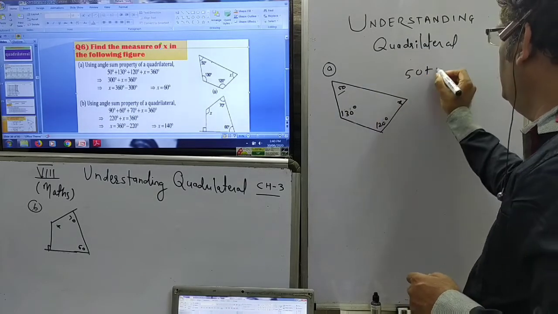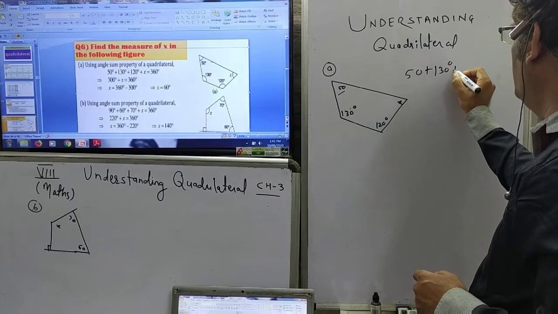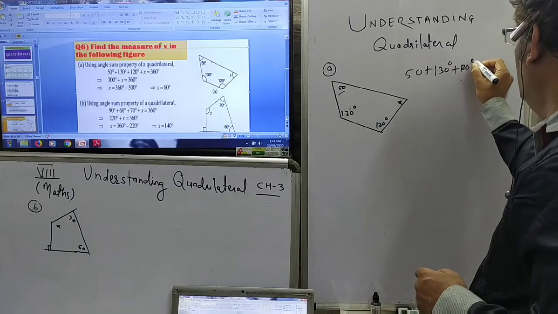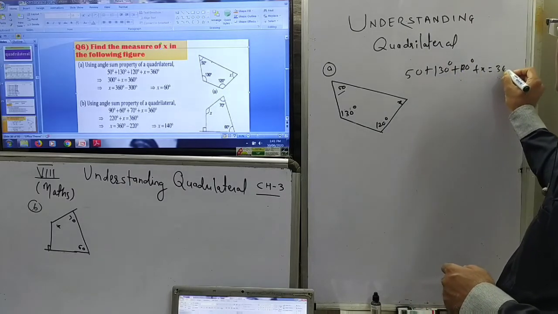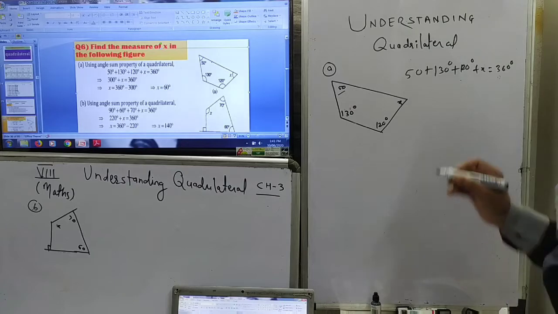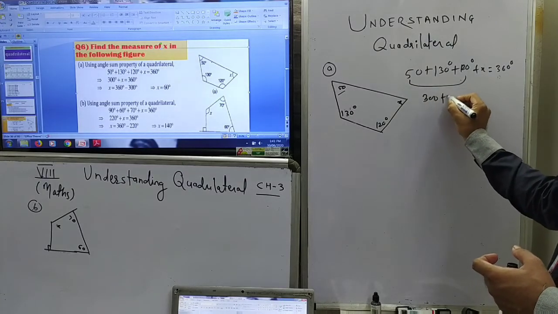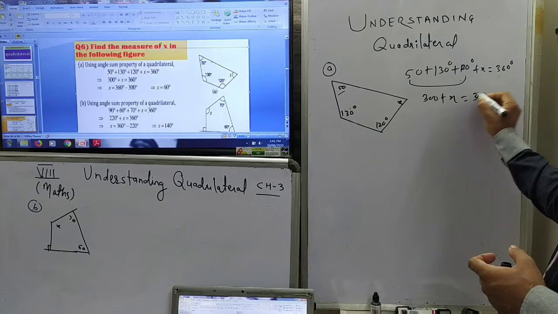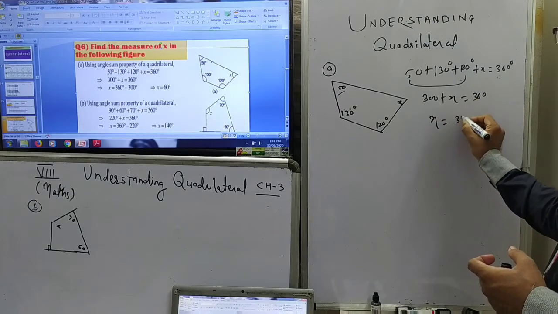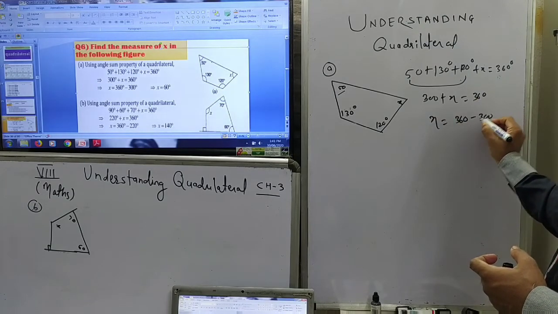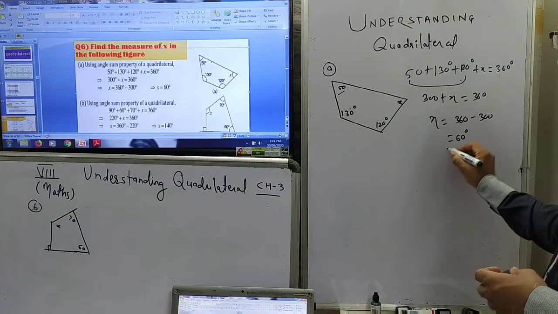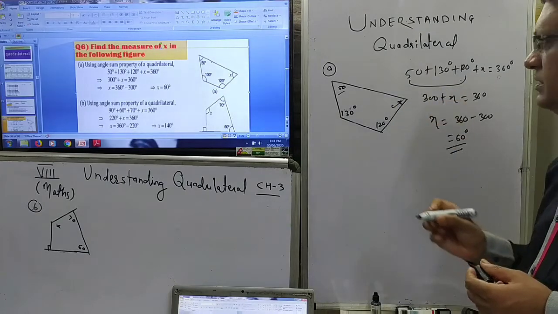plus this 130 degree plus this 120 degree plus x, that is equal to 360 degree. Out of this, sum of these 3 is equal to 300. 300 plus x equal to 360 degree, means x equal to 360 minus 300, that is equal to 60 degree. So here x equal to 60 degree.